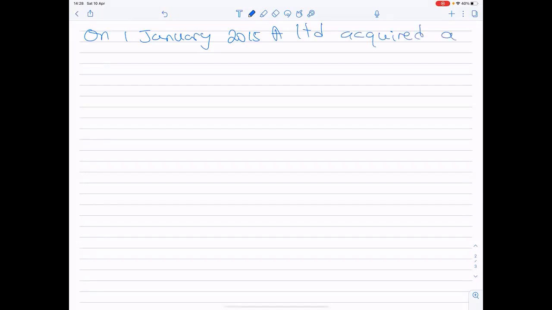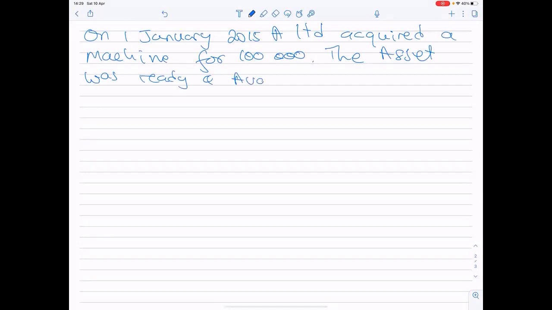Now, we are going to look at an example. All right. Let's say on 1 January 2015, A Limited acquired a machine for, how much can I say? 100,000. Yes, it acquired a machine for 100,000. The asset was ready and available for use.